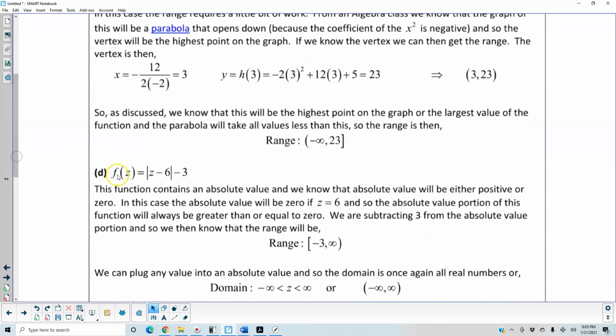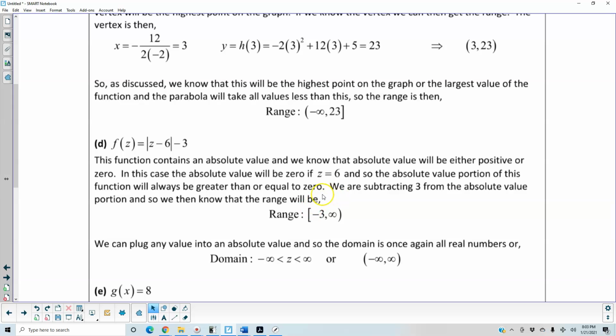Part D, f of z is equal to the absolute value of z minus 6, minus 3. This function contains an absolute value, and we know that absolute value will be either positive or 0. In this case, the absolute value will be 0 if z is equal to 6. And so the absolute value portion of this function will always be greater than or equal to 0. We are subtracting 3 from the absolute value portion, and so then we know that the range will be the following, bracket negative 3 comma infinity.